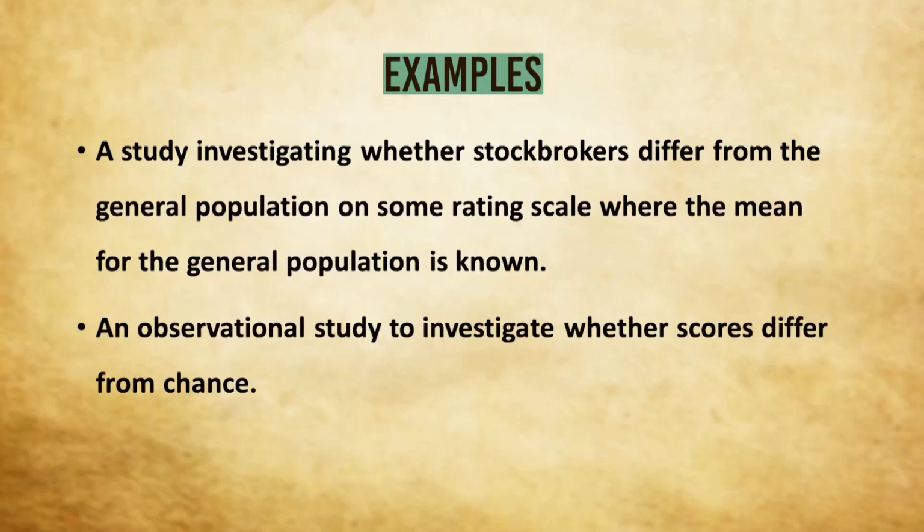We can think of some examples. A study investigating whether stockbrokers differ from the general population on some rating scale where the mean for the general population is known. In this situation, we can use a t-test. An observational study to investigate whether scores differ from chance. This is also a suitable example of a t-test. In both these situations, you see nothing has been told about the population standard deviation. And here we are testing the difference in terms of their means. So that is why these are suitable fields of application of one-sample t-test.